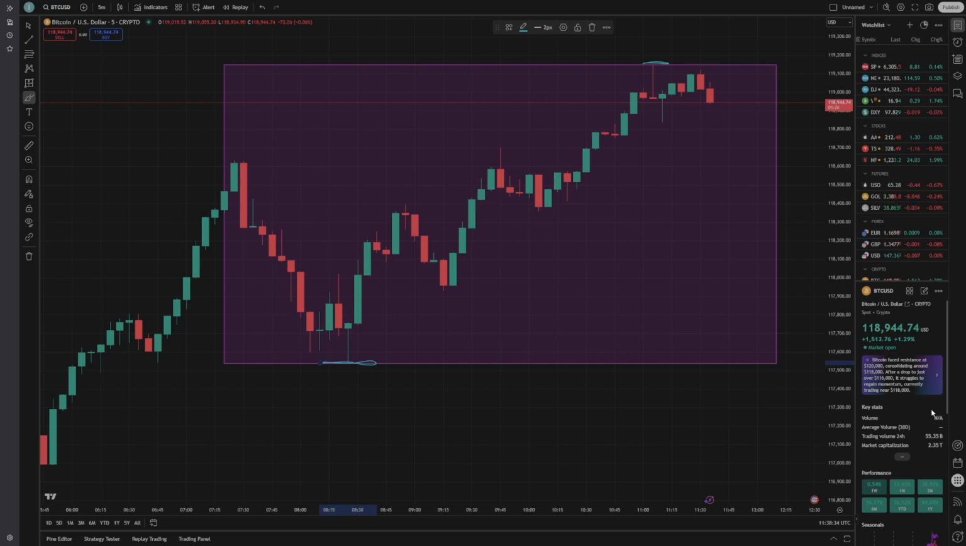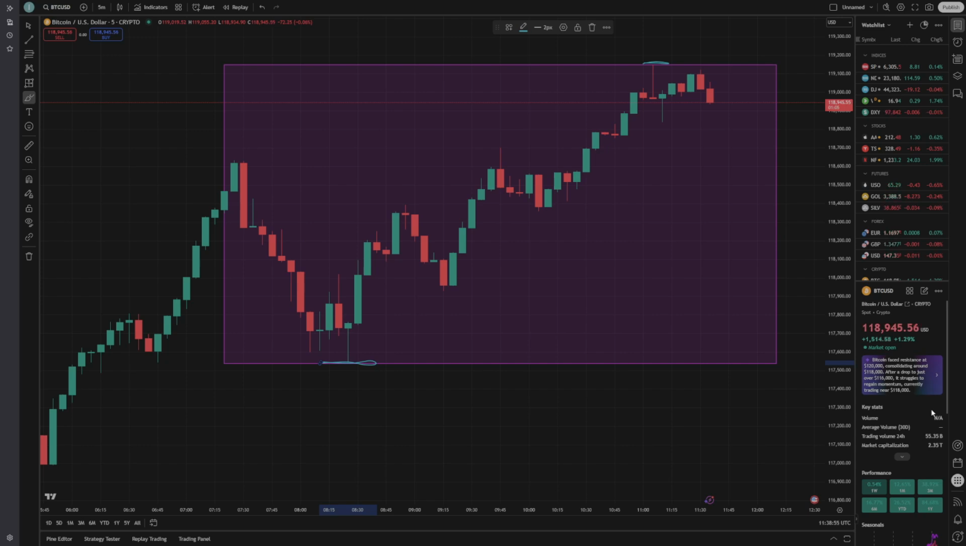Most new traders get excited. They see the market moving with momentum. They think, this is the breakout. I'm getting in. But here's the truth. Not every breakout is real. And understanding the psychology behind breakouts can help you avoid fake moves and enter only when the odds are in your favor. Let's start with the top of the box.